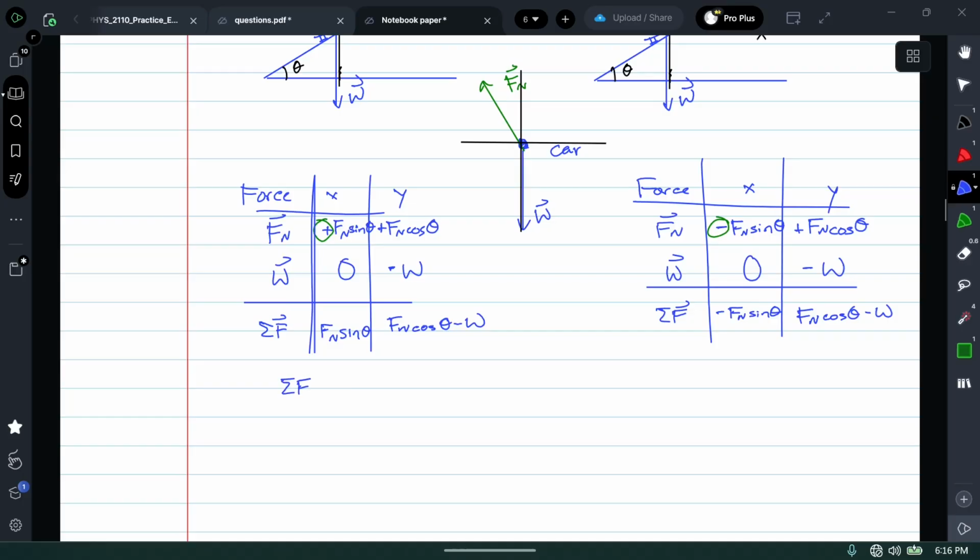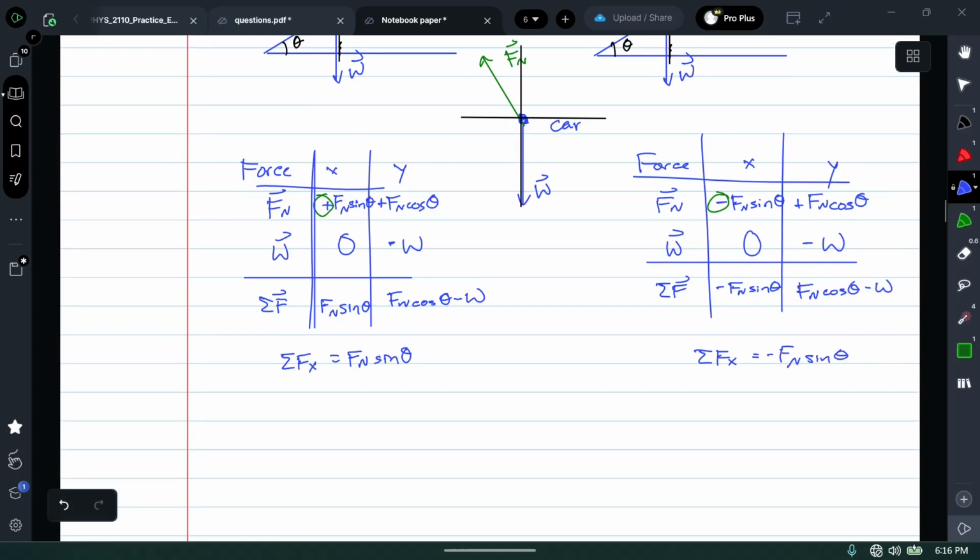So in the x direction, the net force is Fn sine theta. In this universe, in this one, it's negative Fn sine theta. And the y direction is whatever it is. I'm going to focus in on this part, though. In either case, the second law guarantees that I can set that equal to mass times x acceleration.